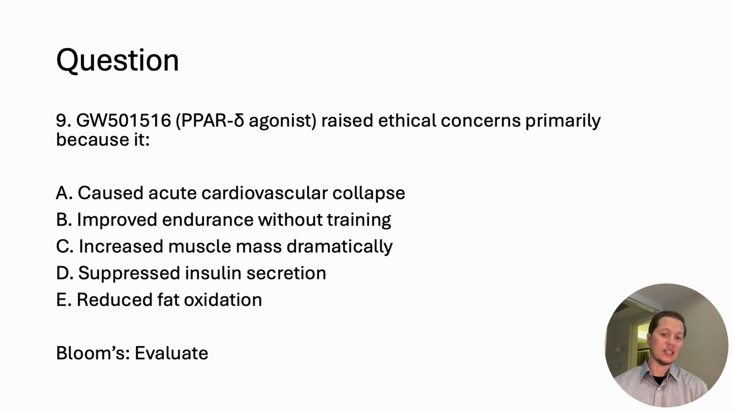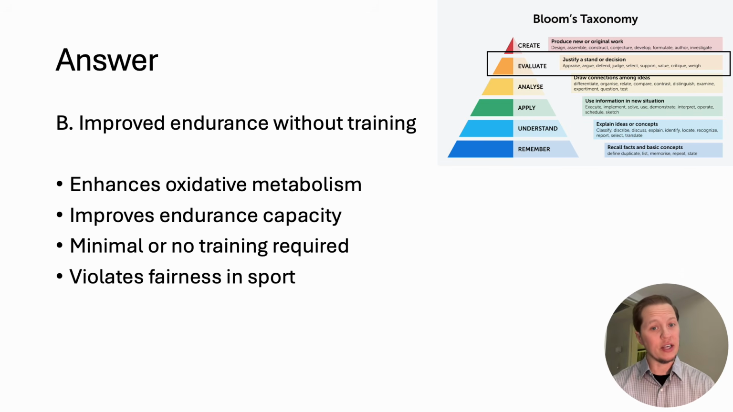Question 9. GW501516, or a PPAR delta agonist, raised ethical concerns primarily because it what? A, caused acute cardiovascular collapse, B, improved endurance without training, C, increased muscle mass dramatically, D, suppressed insulin secretion, or E, reduced fat oxidation. We covered this a little bit, but again, if you're not quite familiar with this, please review and read about PPAR agonists. They are very interesting in terms of this whole exercise mimetics world.